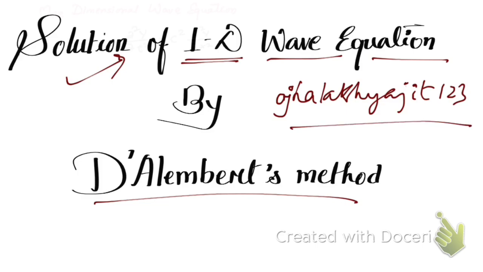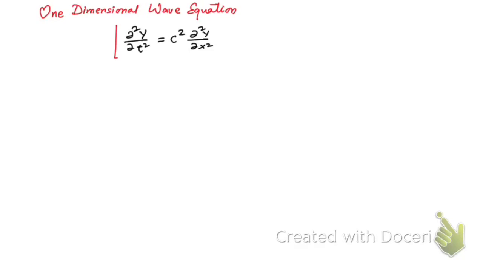So now let's start. Here you see this is our one-dimensional wave equation. Let me give it equation number 1. And in order to solve this, let us consider two independent variables, u and v.